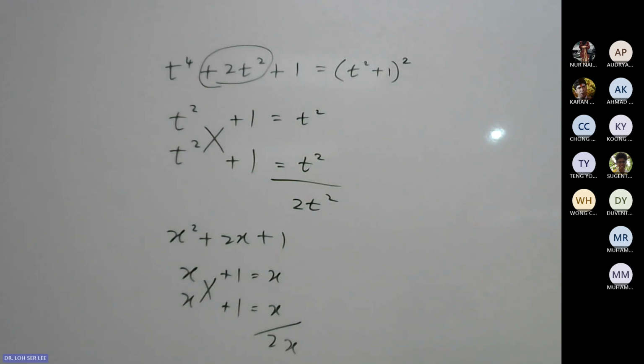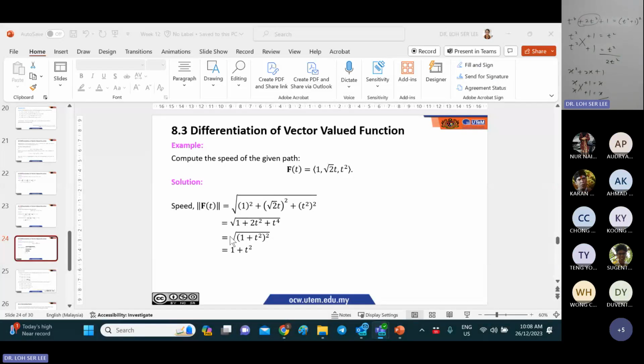Now back to this example. We can cancel out the square root with the square. So that's why you have only 1 plus t squared for the answer.